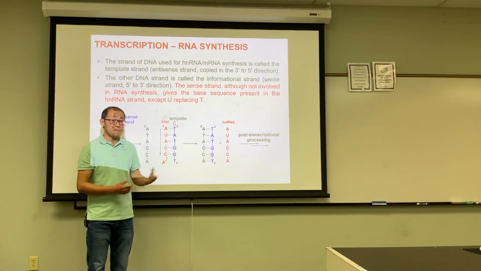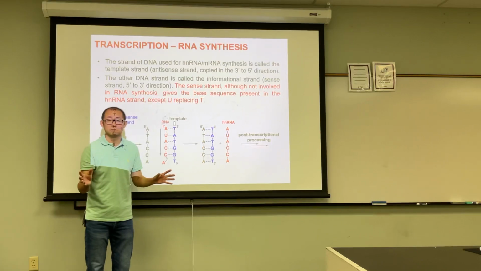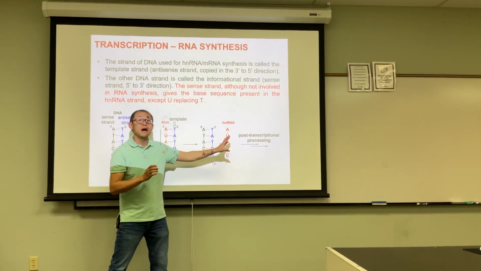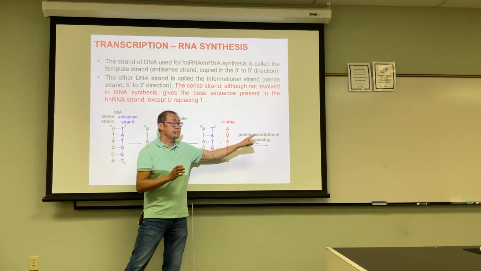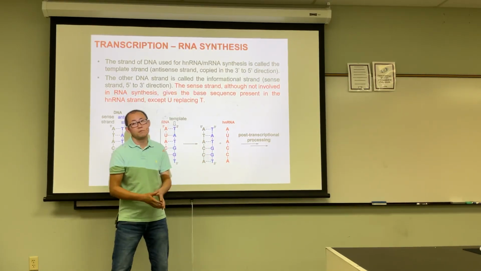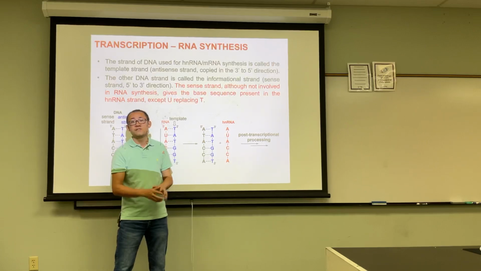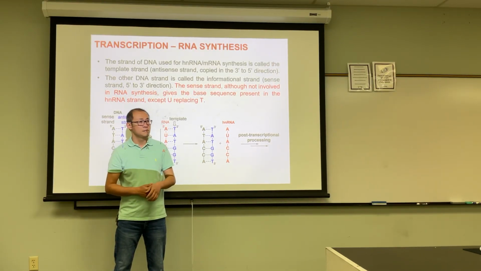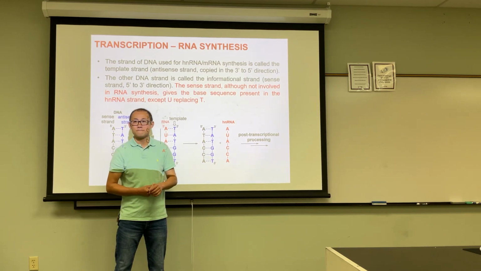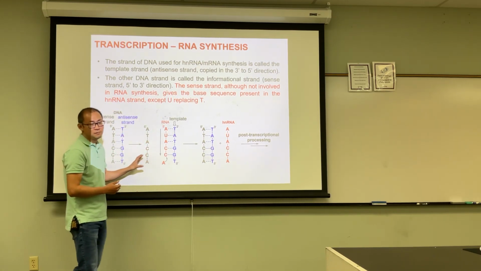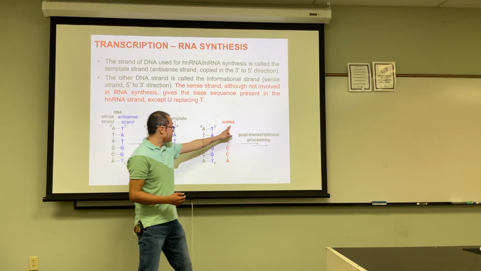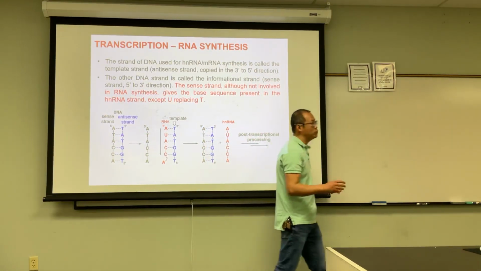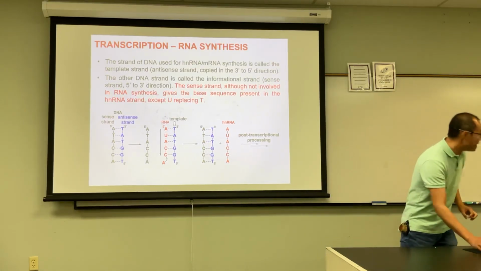From now, transcription is basically done. After this, the hnRNA will be further modified. We call this post-transcriptional modification or processing, to give you mature messenger RNA. Does that make sense, guys? We good? Of course, hnRNA here is from 5' to 3'. You should label the ends as well. Always label the ends. Okay?